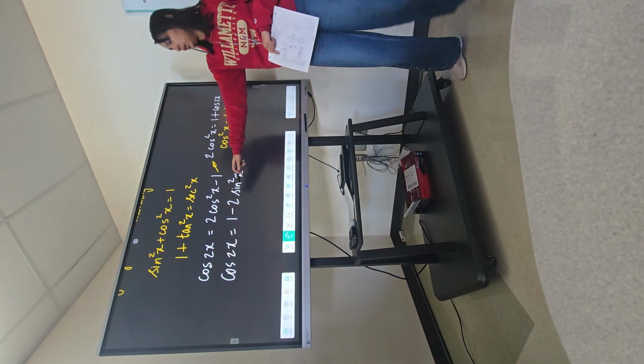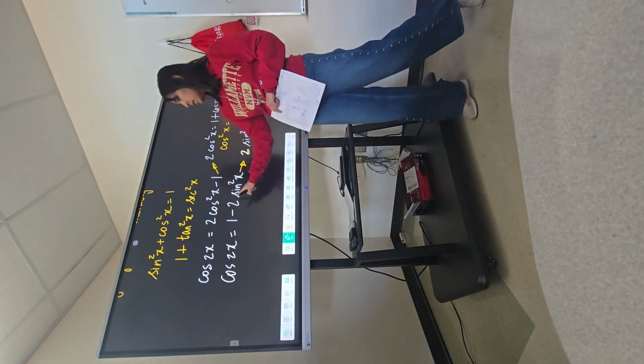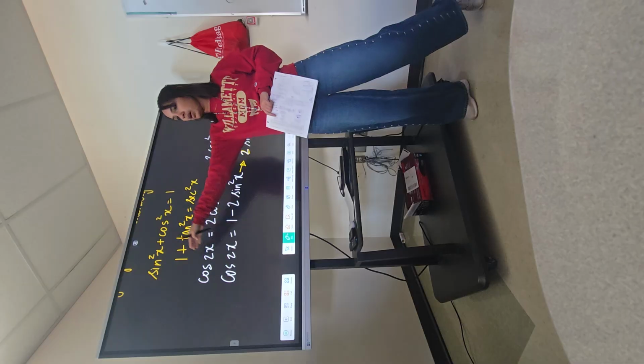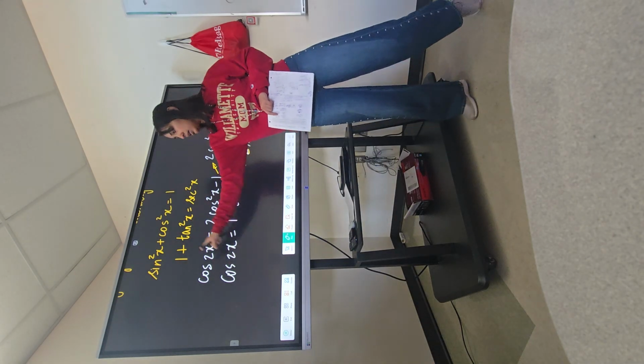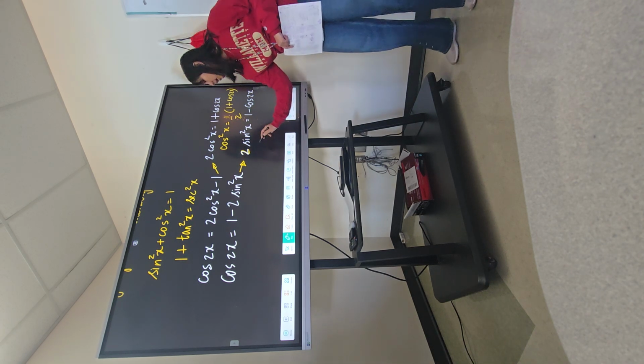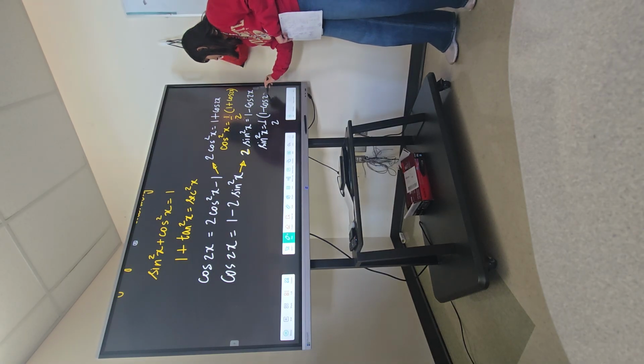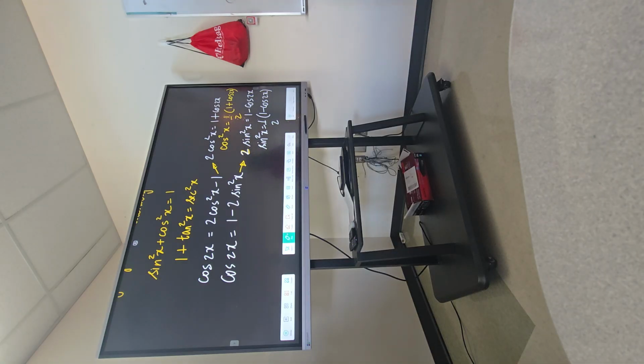Same idea. I'm solving for sine squared x. When we do the problems, you will understand why we need these. This is negative 2 sine squared x, so I'm going to put that on the other side, and take this on this side. So sine squared x will be half of 1 minus cosine 2x. It's just manipulating the double angle identities for cosine.